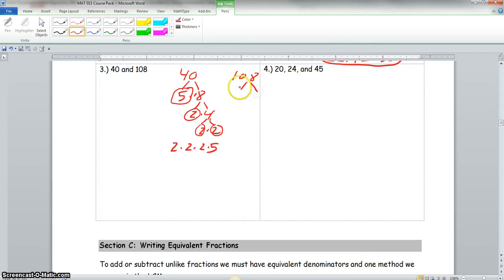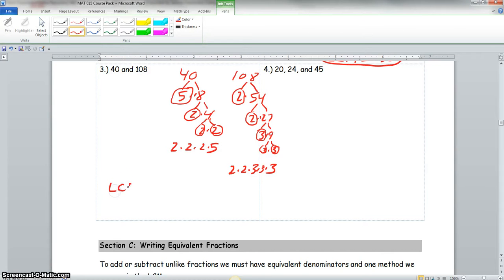Now we go to 108. Now with 108, we could do 2 times 54. 2 is prime, 54 is not. Now with 54, we could do 2 times 27. 2 is prime, 27 is not. Now we know 27 can break down to 3 times 9. 3 is prime, 9 is not. And 9 breaks down to 3 times 3. So now our prime factorization of 108 is 2 2s and 3 3s.